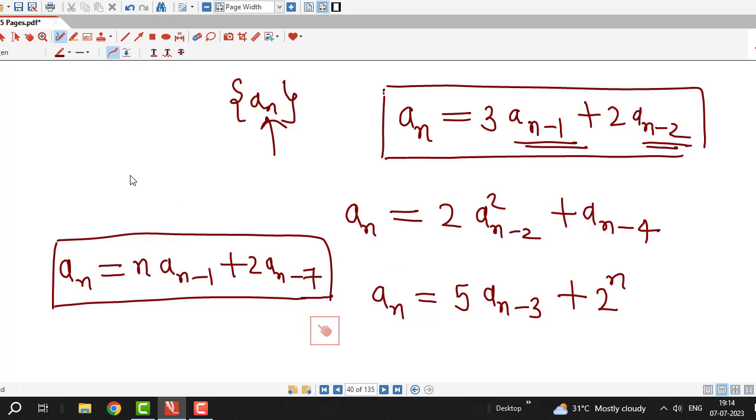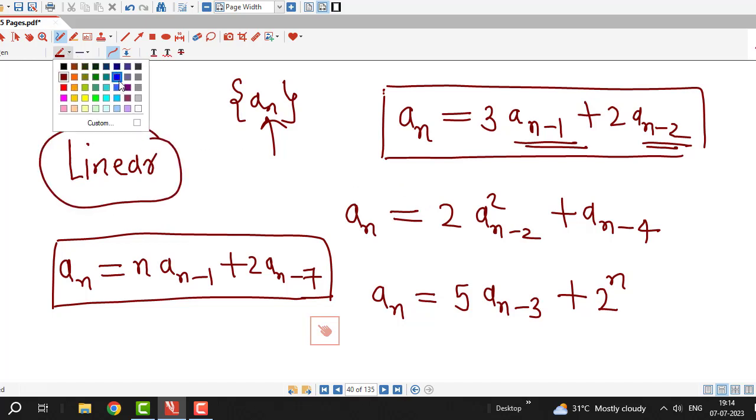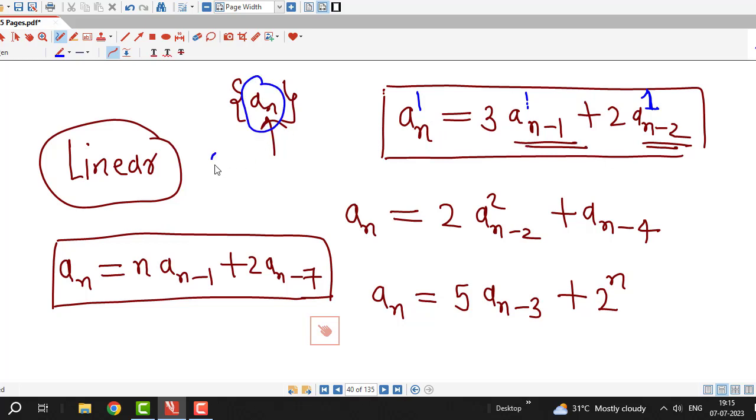Now first we discuss when our recurrence relation is linear. A recurrence relation is linear if the power of each term of this sequence is 1. Here the power of an is 1, the power of an minus 1 is 1. Similarly, an minus 2 is also in first degree. So if an is expressed in terms of the sequence, we must have terms of the sequence as they are, a0, a1, a2 and so on, in the recurrence relation.